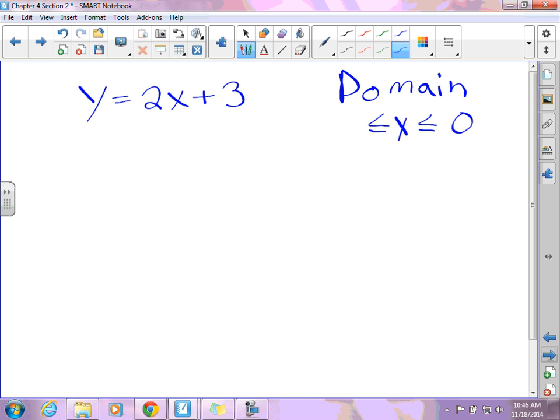Whoa. Okay. Notice it looks a little bit different because I've got 2 inequality symbols, don't I? All right. Don't panic. It's okay. It's like 2 for 1. So I'm going to make a table again.